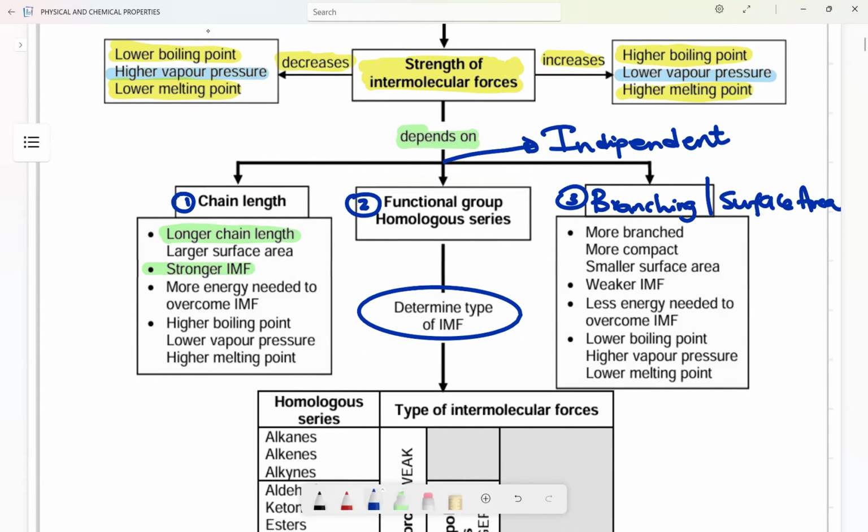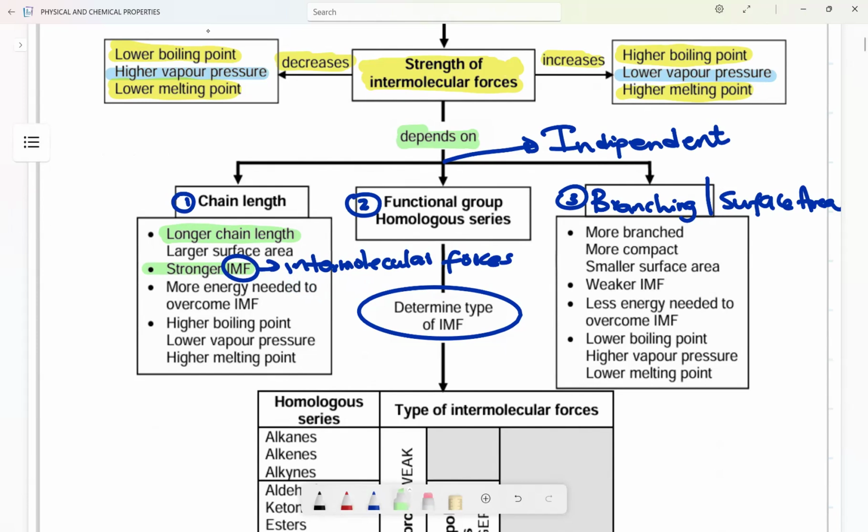Do not write it like this. Do not say IMF, you're going to get it wrong. Intermolecular forces. This is just for us to explain to you, but when you write it, it's CHAI. Intermolecular forces. Okay.